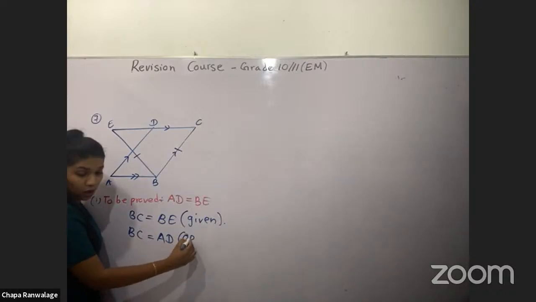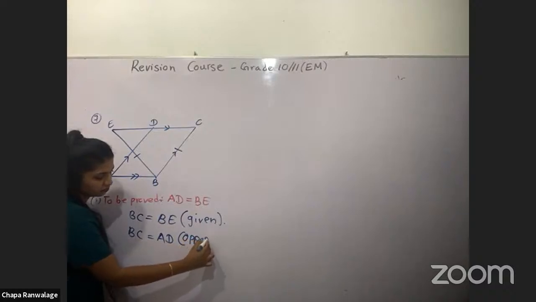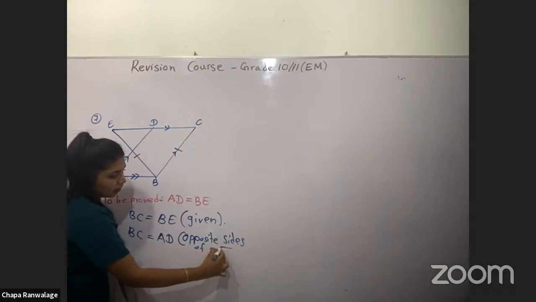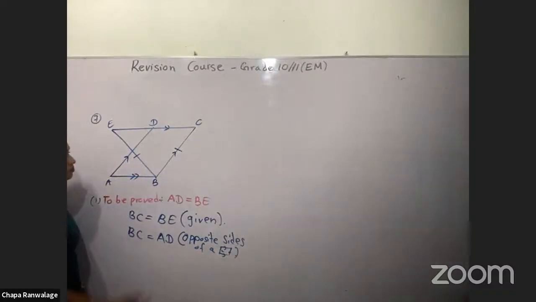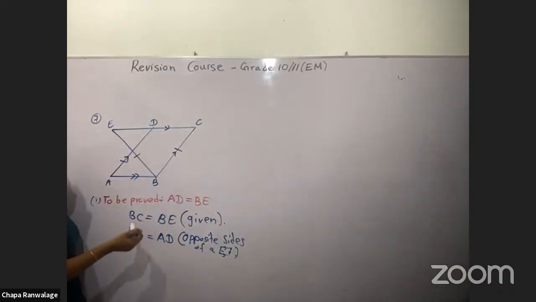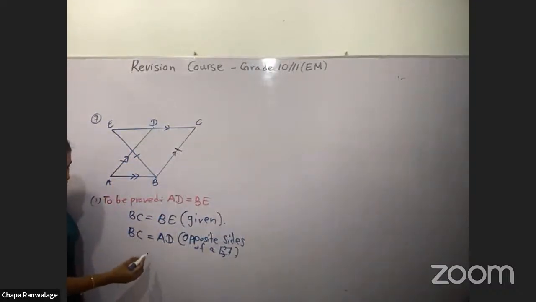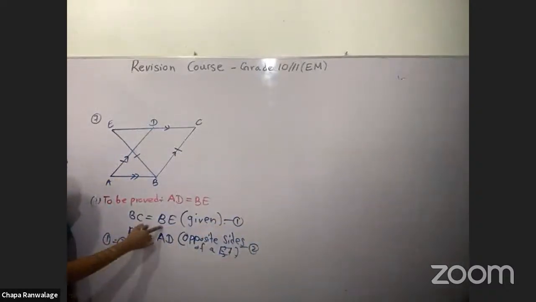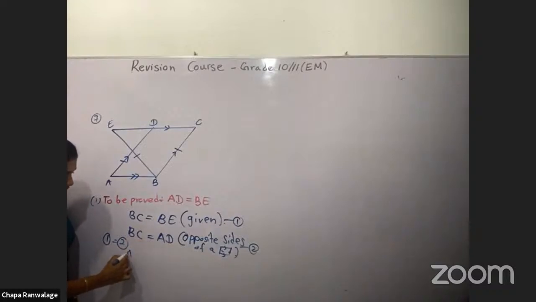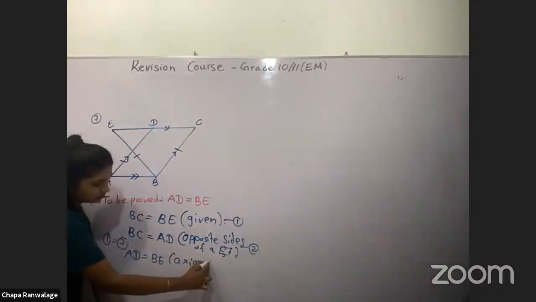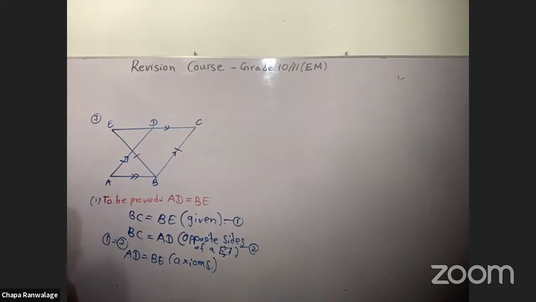Opposite sides of a parallelogram. So this one is equal to this one, and this one is equal to this one. So these two are equal. So if this is 1, this is 2, 1 equals 2. You can say AD is equal to BE because of the axioms.